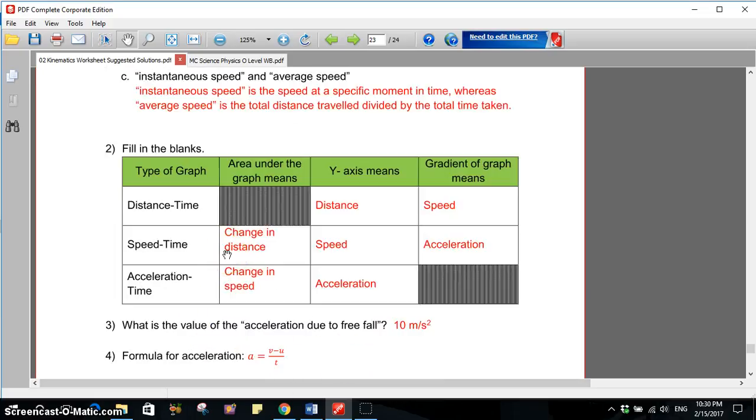So in summary, distance in speed time graph can be found under the area of the graph, speed from the y-axis, and acceleration from your gradient.